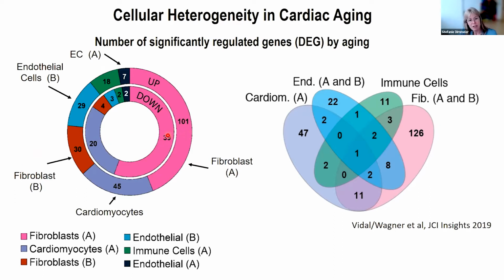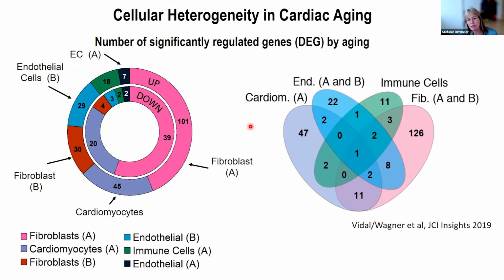So aging has a major impact on the fibroblast population, followed by the cardiomyocyte population here in blue, then endothelial cells and other cells responding to aging. You know, aging is a general phenomenon, and we were questioning whether aging leads to a similar age-associated phenotype in all cells, but this was not the case.